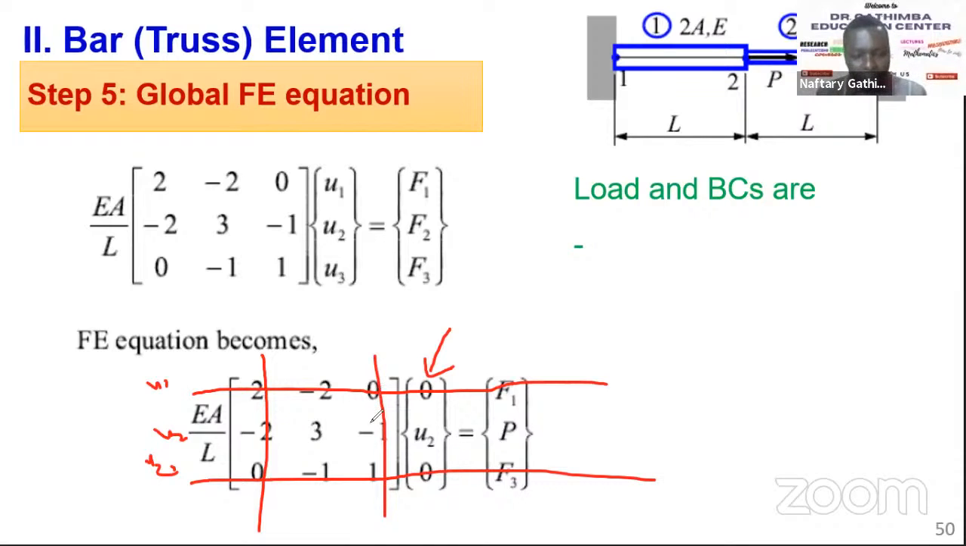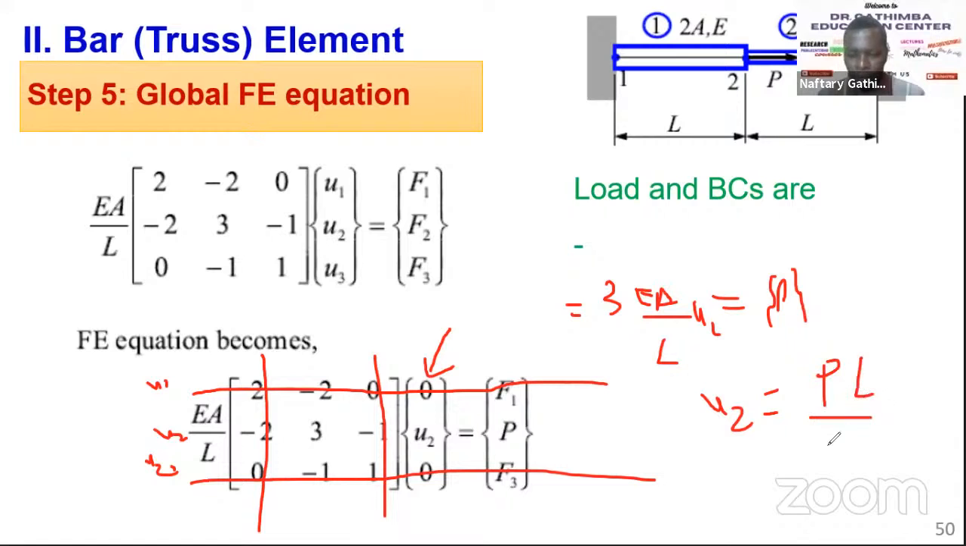So this one becomes very easy, because now this is 3 EA over L. Don't forget the factor we have put out here. 3 EA over L times U2 is equal to P, because we are just multiplying. This one you multiply by all that, you are left with that. Therefore, you can get U2 equals P L over 3 EA.